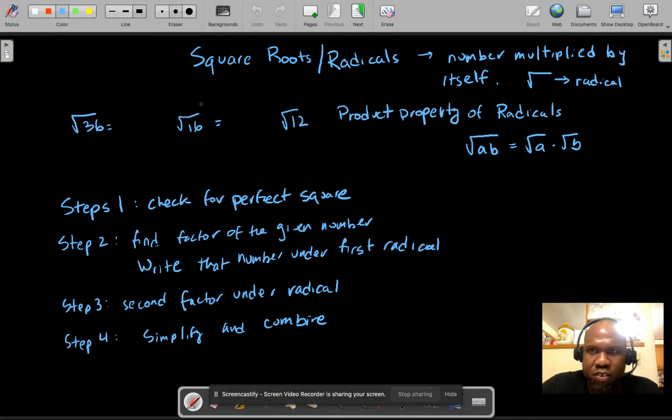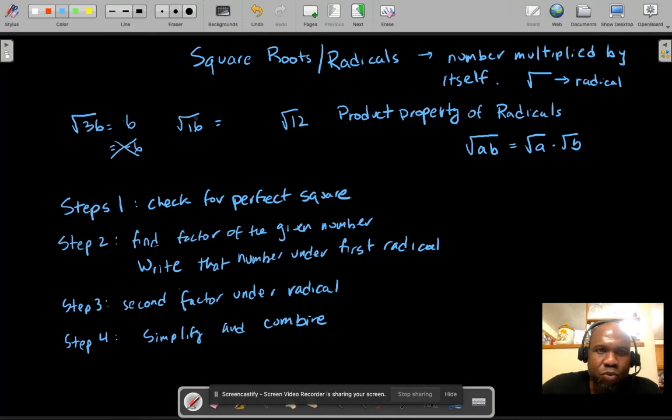The idea is basically a number multiplied by itself. So we have the square root of 36. We have to ask ourselves, what number multiplied by itself is 36? It's obviously 6, okay, we know that from a long time ago. But it can also be -6 as well, because -6 times -6 is positive 36. But we're not getting to that point yet, that's a little higher level.